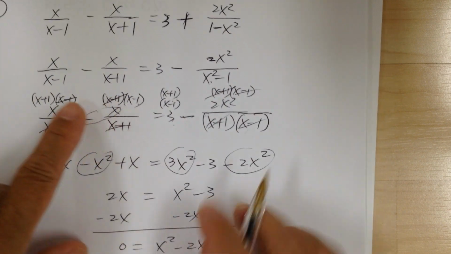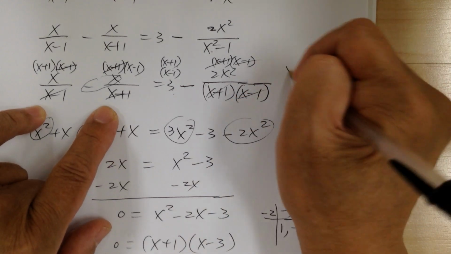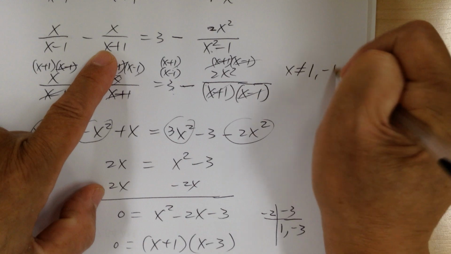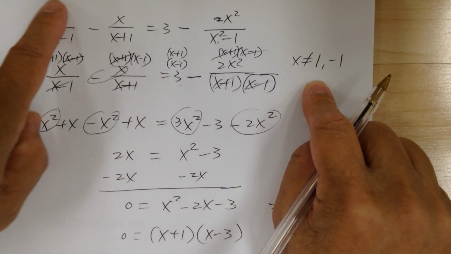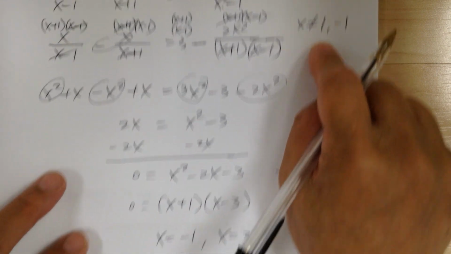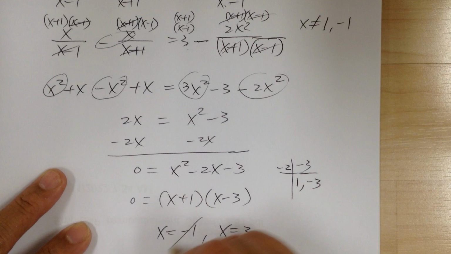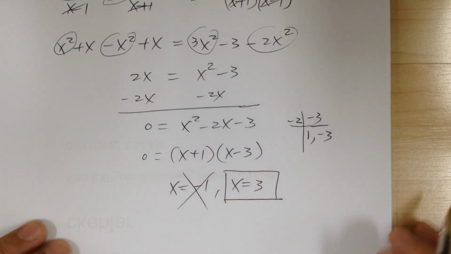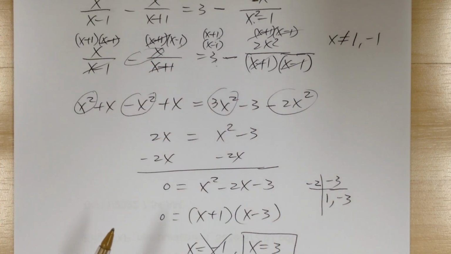But something we forgot to do is, after you factor, you have to get your restricted value. So over here, x cannot equal 1, and x cannot equal negative 1. Those are restricted values. You're not allowed to have those because they will make it undefined. So you can see that this one is no good because it falls into that. So the only answer that's good is x equal to 3. Again, you have to watch out for the restricted value.